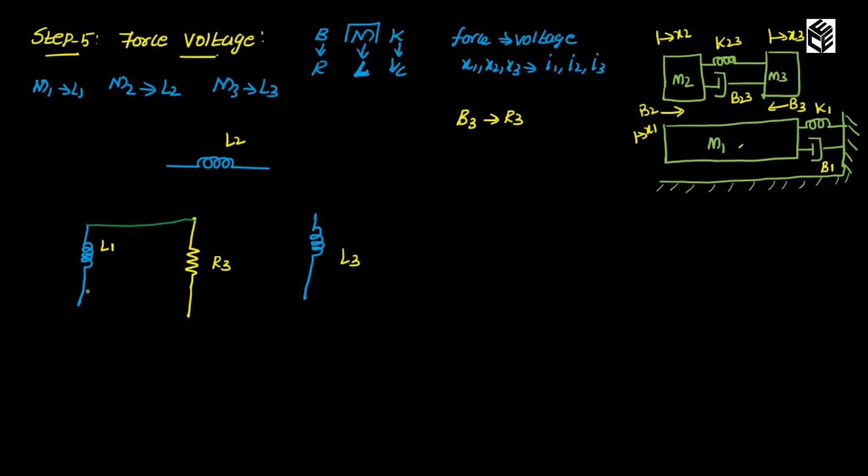Now I need to check whether there is any element that is connected only to the node M1. To the node M1 I have two elements, that is B1 and K1. I am replacing B1 as R1 and K1 as 1 by C1. So I am going to draw here C1 and one more element R1. So this loop got over.